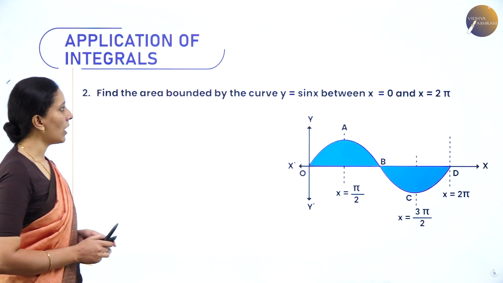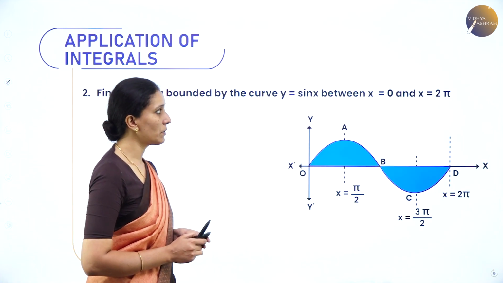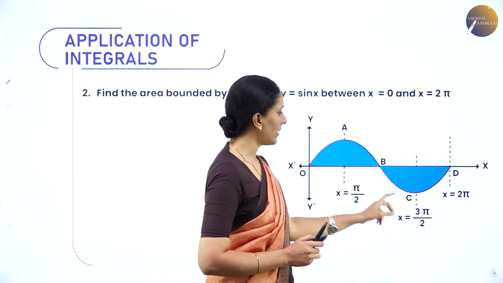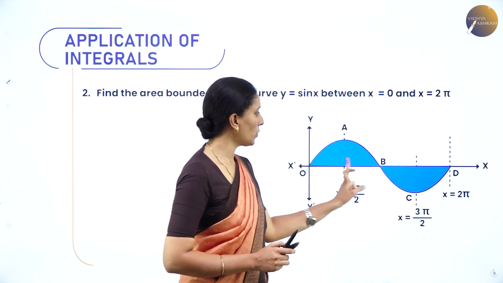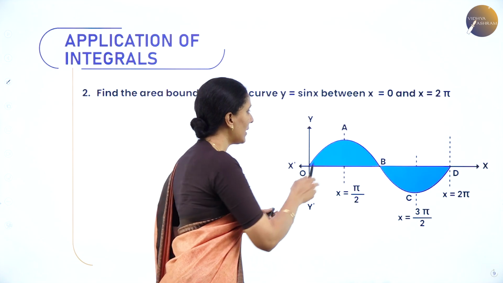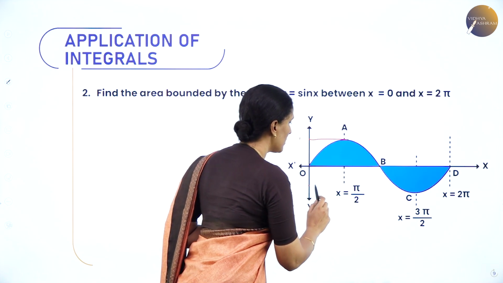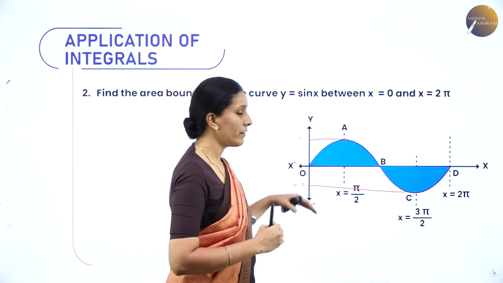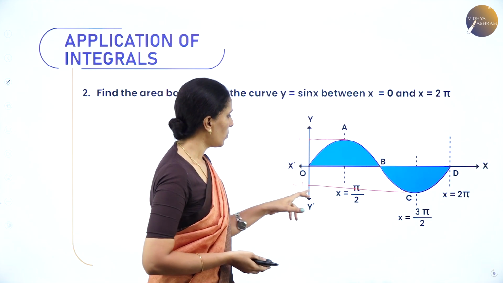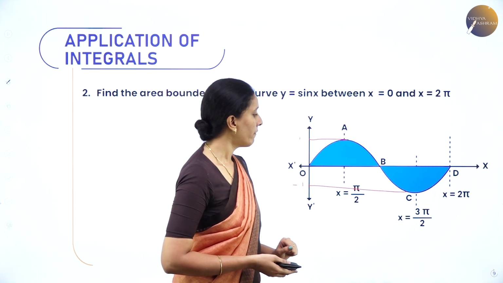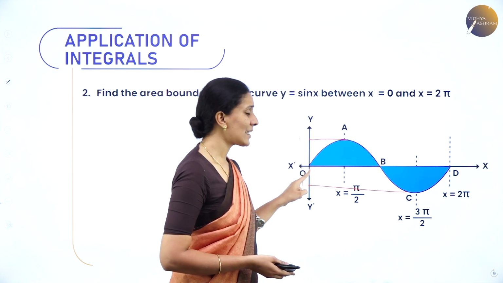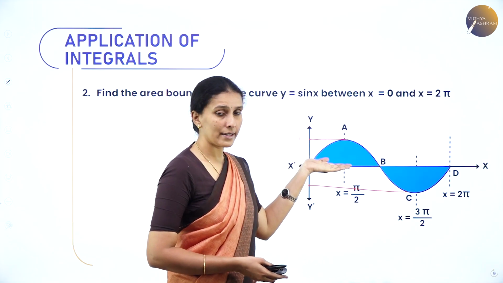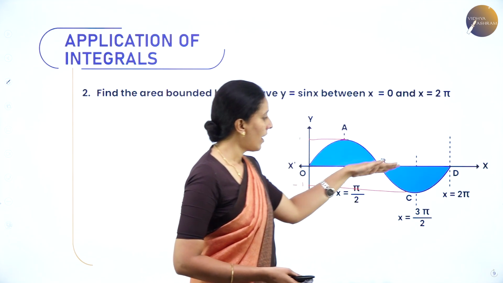Next, find the area bounded by the curve y is equal to sin x between x is equal to 0 and x is equal to 2 pi. Here I have represented the sine curve from x is equal to 0 to x is equal to 2 pi. You can clearly see this is your 1 and this is your minus 1. So, the maximum that sine can reach is 1 and the minimum is minus 1. At pi by 2 sine is 1, at 3 pi by 2 it is minus 1, and sine of any multiple of pi is 0. Thus the curve of the sine function goes like this.